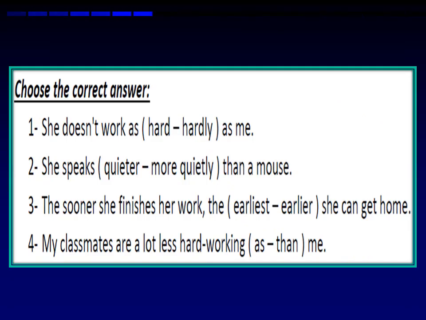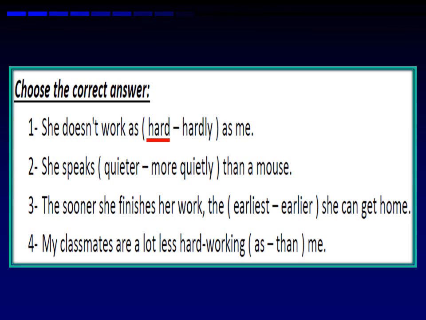Choose the correct answer. 1. She doesn't work as hardly as me. Here we have the verb work, so we need an adverb. You know that hard can be an adjective and can be an adverb at the same time. That's why I use what? Hard. She doesn't work as hard as me. Because hard here is an adverb, not an adjective.